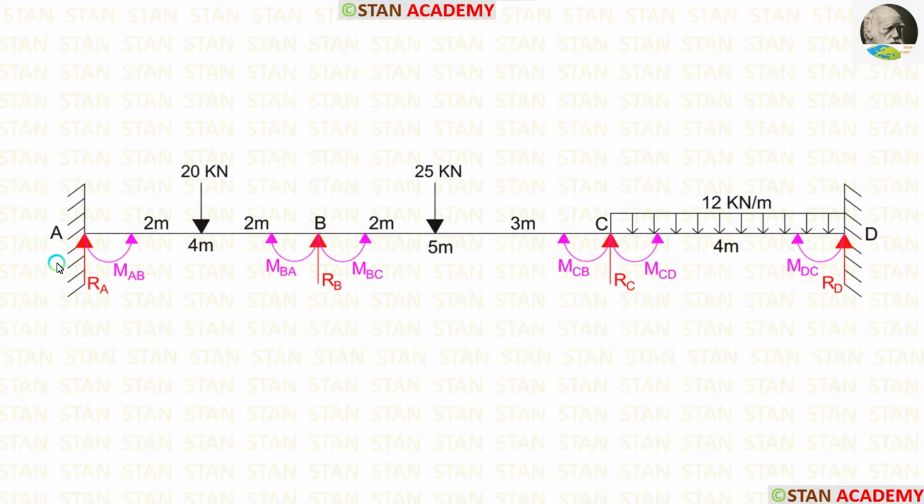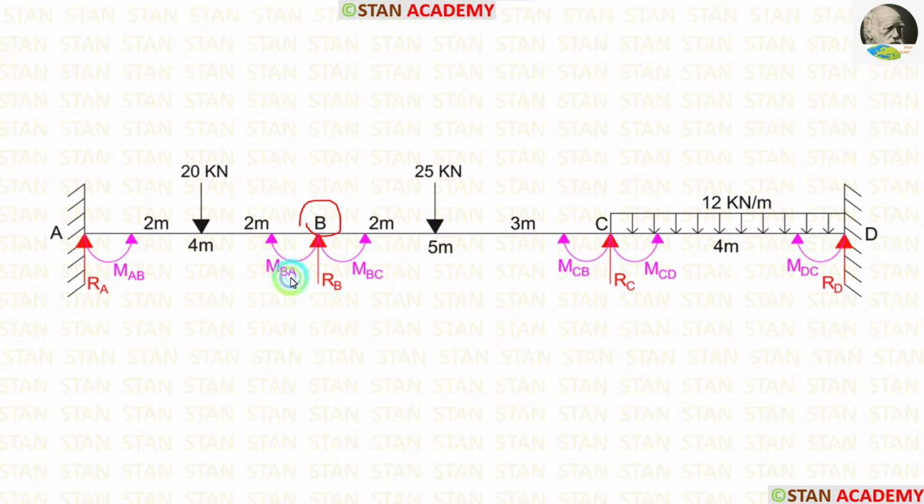In this beam, we have to calculate 6 moments. In the fixed support, there will be a moment. So, in the point A and in the point D, we are having moments. In the point A, we are having the moment MAB, and in the point D, we are having the moment MDC. In the joints, there will be two moments.